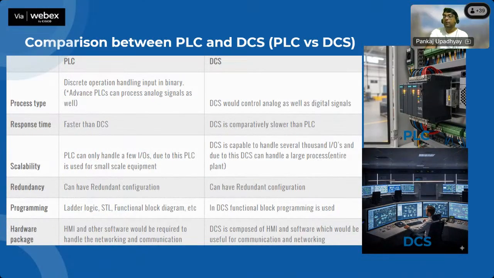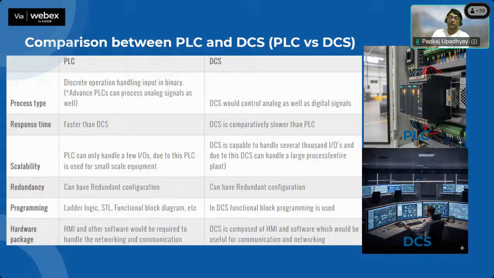Okay, as I have mentioned, there are differences between PLC and DCS. In PLC we have discrete operation, which handles inputs in binaries like 0 and 1, for example shutting down or turning on and off. So we take the analog input and convert it into digital input, and that's how the PLC helps us manage those physical devices. And DCS controls the analog as well as digital signals, so it has the capability of both.